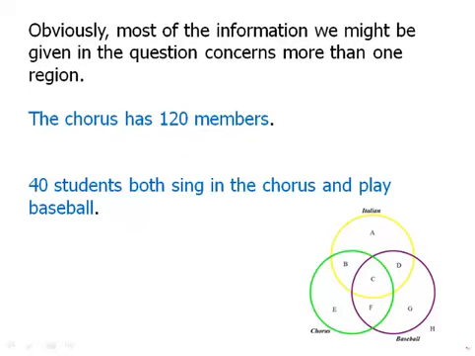So the chorus has 120 members. Well, the chorus, that's B, C, E, and F. It's those 4 regions all together. And sing in the chorus and play baseball, that's the overlap of the chorus and baseball team. That is C plus F. So the first piece of information gives us a sum of 4 regions. The second piece of information gives us a sum of 2 regions. And in fact, most of the information we're going to get is like that. Most of the realistic information we'll get in the question will be the sum of regions.